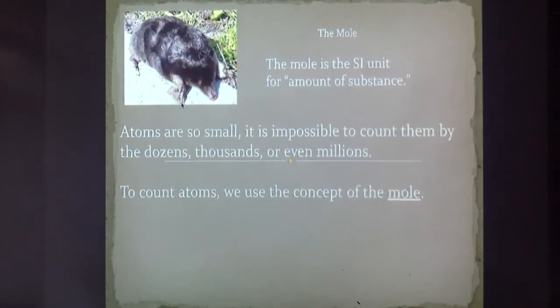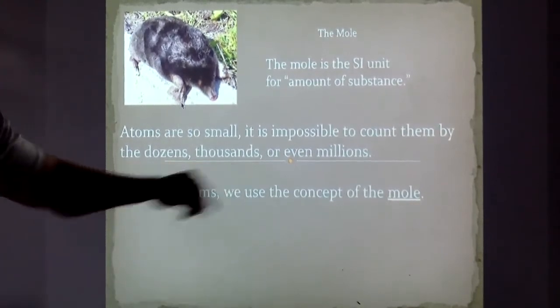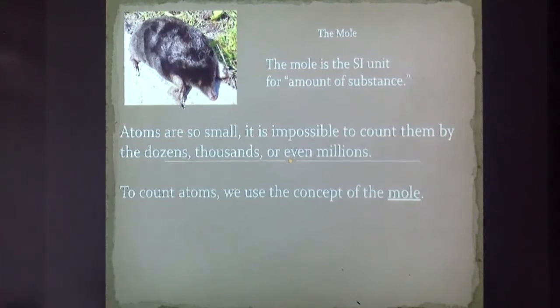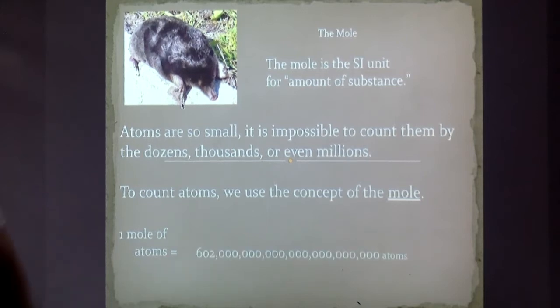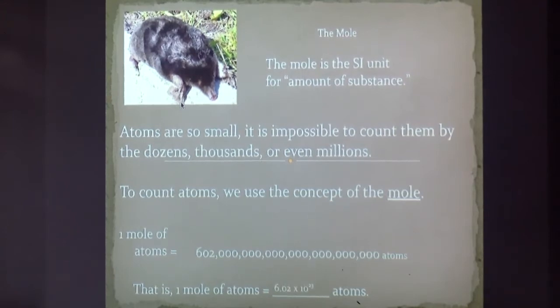Okay, so because atoms are so small, it's impossible to count them by the dozens or the thousands or even the millions. So to count atoms, we use the concept of a mole. And so 1 mole of atoms is equal to 602 and 21 zeros atoms, or 6.02 times 10 to the 23rd atoms. Now it's a complex, real long number.